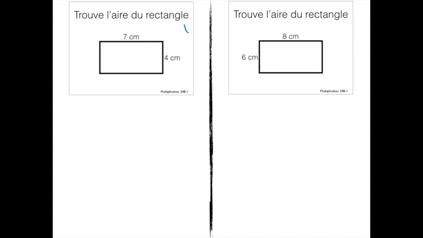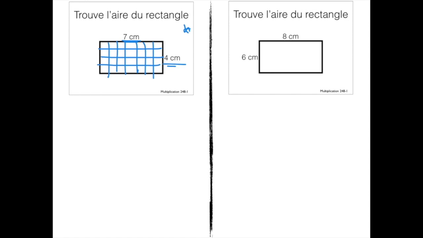If we take the first rectangle here with dimensions of 4 and 7, you could divide the rectangle in one direction into 4 and in the other direction into 7. And then by counting all of the little squares, you'll find the area of the rectangle. Multiplication is a much more efficient way of finding the area of rectangles, especially given the large numbers that students will have to work with.